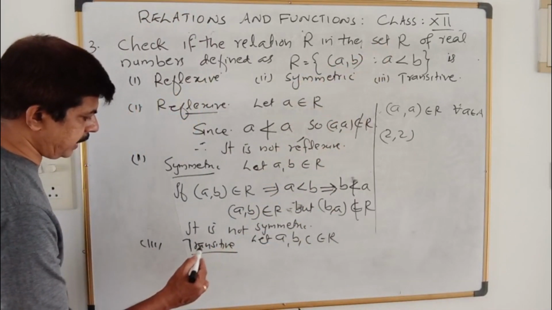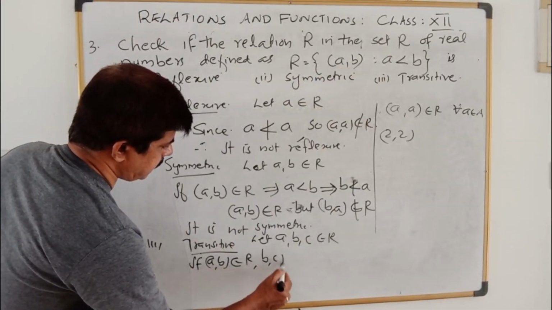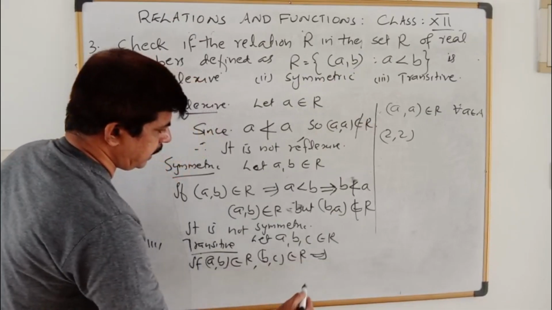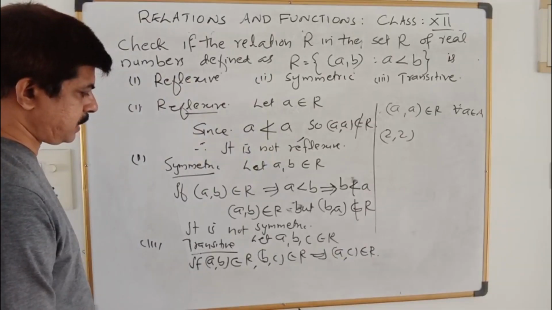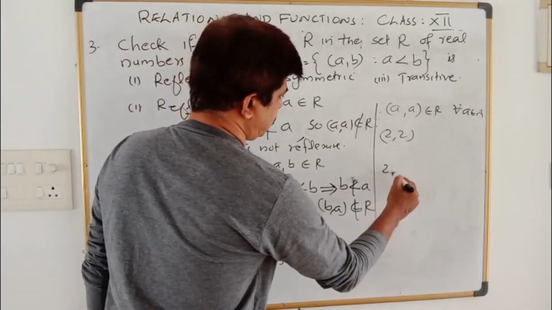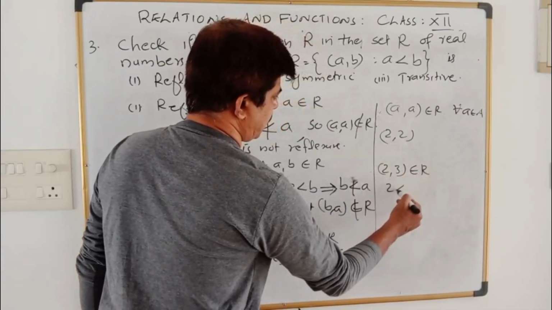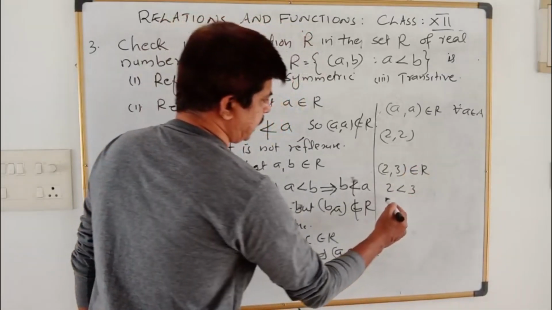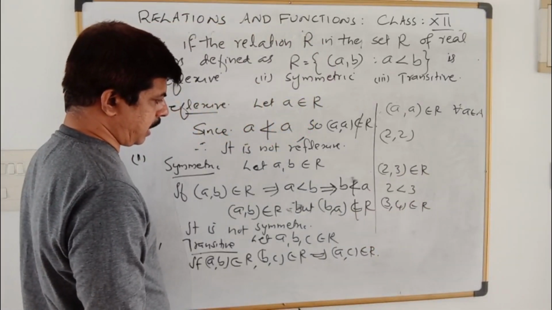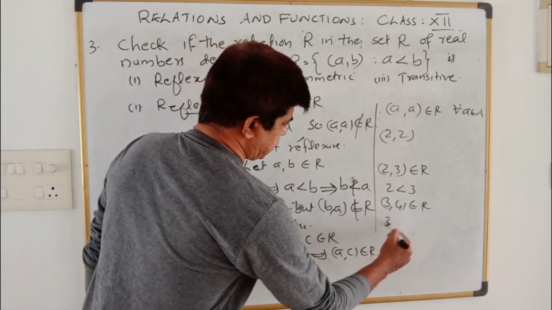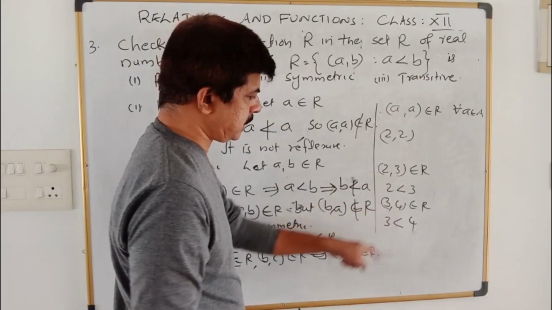So we know that if (a, b) belongs to R and (b, c) belongs to R implies (a, c) belongs to R. For example, if you select (2, 3) belongs to R, that means 2 is less than 3, correct. Then (3, 4) belongs to R. So what will you write? 3 is less than 4. Definitely this is a, this is b, this is b, this is c.